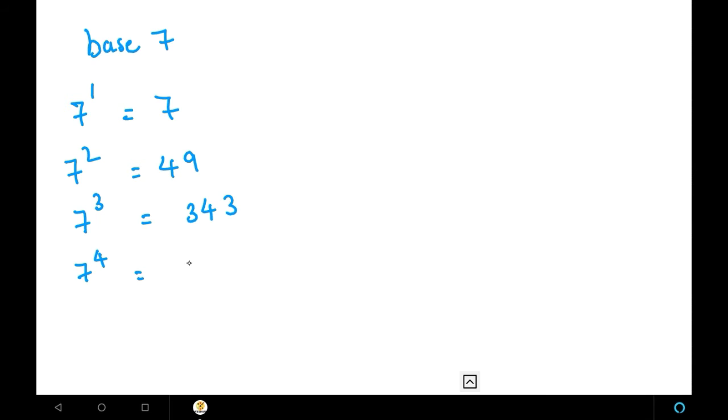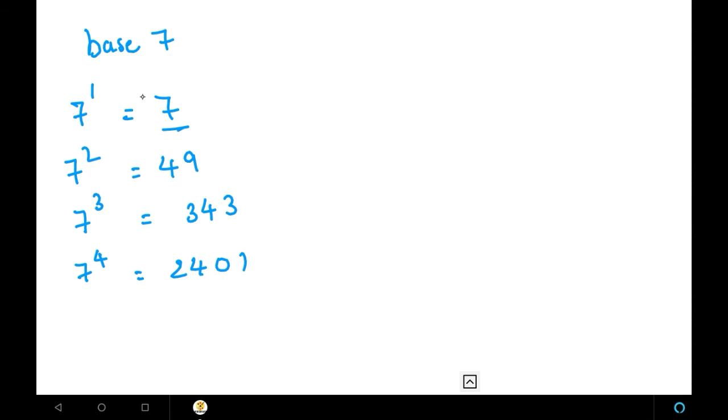For this base 7, we have to remember 4 values because the repetition is 4. So 7 power 1 is 7, 7 power 2 is 49, 7 power 3 is 343, 7 power 4 is 2401. Here again we need to check the units place.